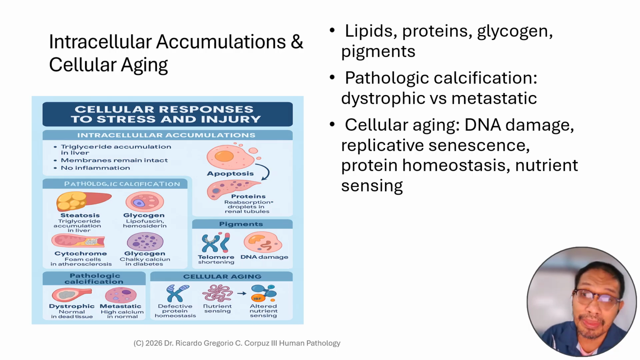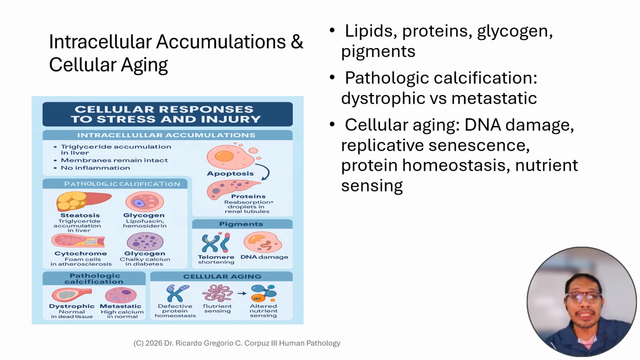Beyond this accumulation, chronic injury can also lead to pathologic calcification, which comes in two major forms. Dystrophic calcification occurs in dead or dying tissues, areas of necrosis, damaged valves, or atherosclerotic plaque.